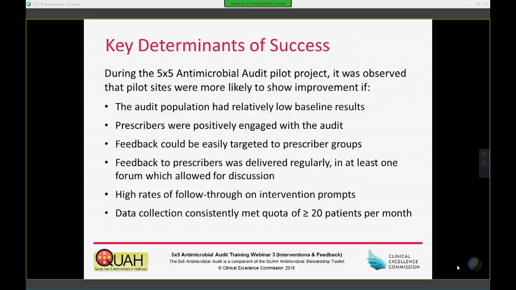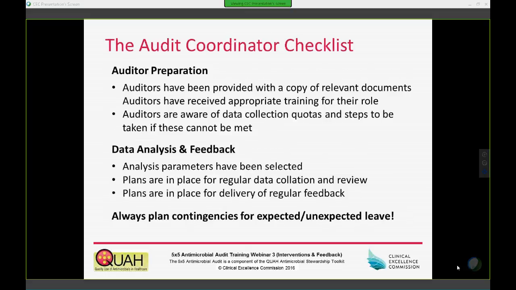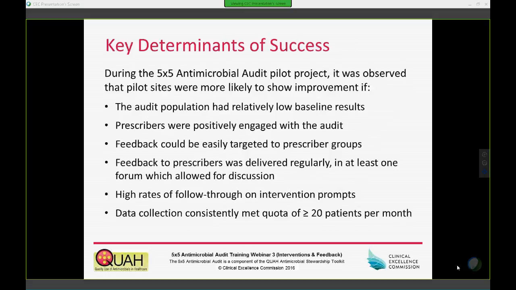And for our final slide, we thought we'd actually take you through what we call some key determinants of success that we identified from the 12-month pilot project of the 5x5 Antimicrobial Audit. So it's a really good idea to keep these points in mind in order to boost your own chances of successfully implementing the audit and actually generating some sustainable practice change.